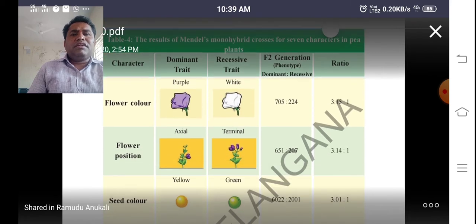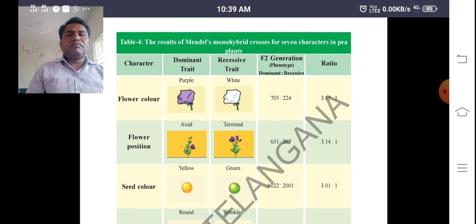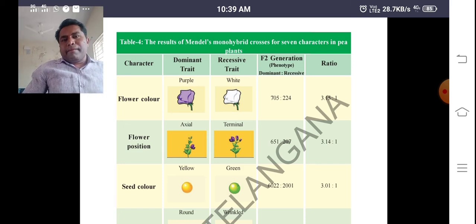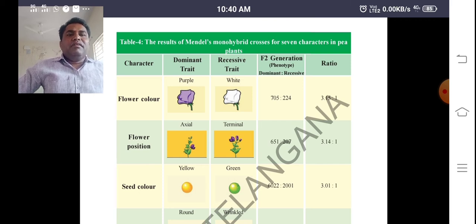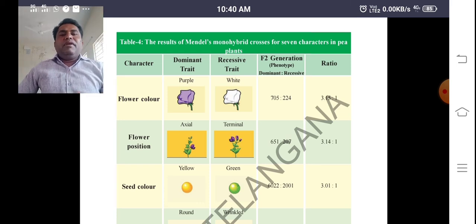So now here this is the table which he compared and crossed, self-pollinated and cross-pollinated the plants. So here are the results of Mendel's monohybrid crosses for 7 characteristics in pea plants. So let us take the character, dominant trait, recessive trait and F2 generation, phenotype and genotype and ratio.